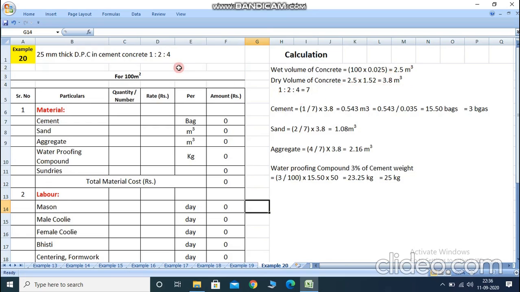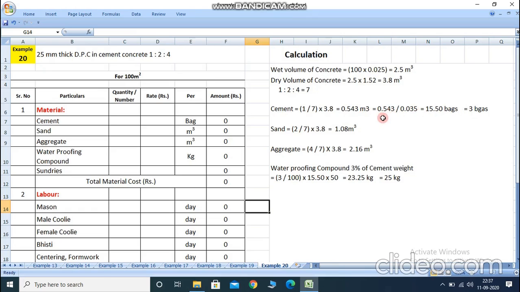Now the ratio is 1:2:4. Here the summation of 1 plus 2 plus 4 is equal to 7. Here 1 part is cement, 2 parts sand and 4 parts aggregate. Now for the cement calculation, cement is equal to 1 divided by 7. We take 1 because 1 part is cement, multiplied by 3.8. So 3.8 we take from here. We got the answer 0.543 meter cube. Now here we got the answer in the form of meter cube, but we require the cement quantity as the number of bags.